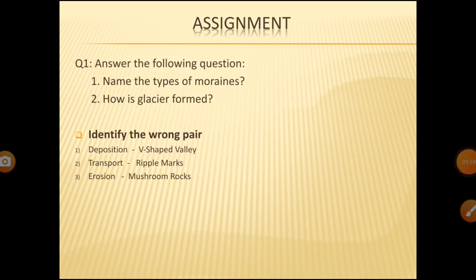Now we have completed these topics. Now assignment. Question number 1. Answer the following questions. In that you have to write the names of the types of moraines, and the second one is how is a glacier formed. Question number 2. Identify the wrong pair. In first: deposition, second: transport, and third: erosion. And next side: V-shaped valley, ripple marks, and mushroom rocks. Children, you have to do your assignment in your geography copy.